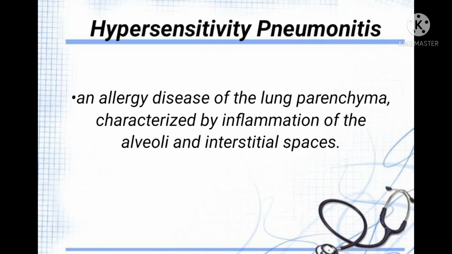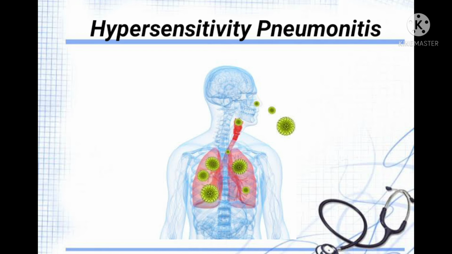Hypersensitivity pneumonitis. This is an allergic disease of the lung parenchyma characterized by inflammation of the alveoli and interstitial spaces. It is caused by chronic inhalation of a wide variety of antigens and is most often seen in men between the ages of 30 and 50.